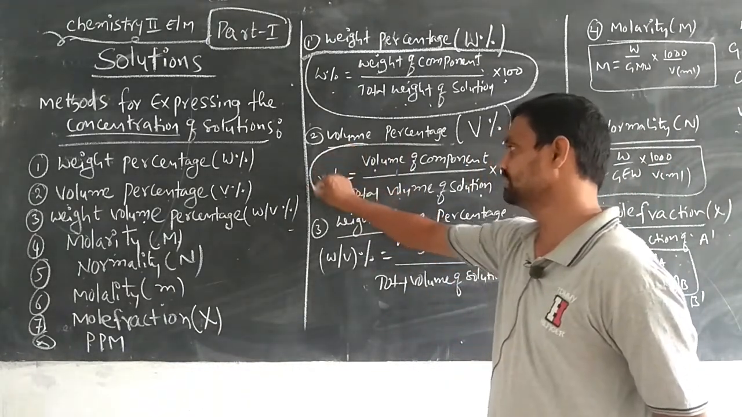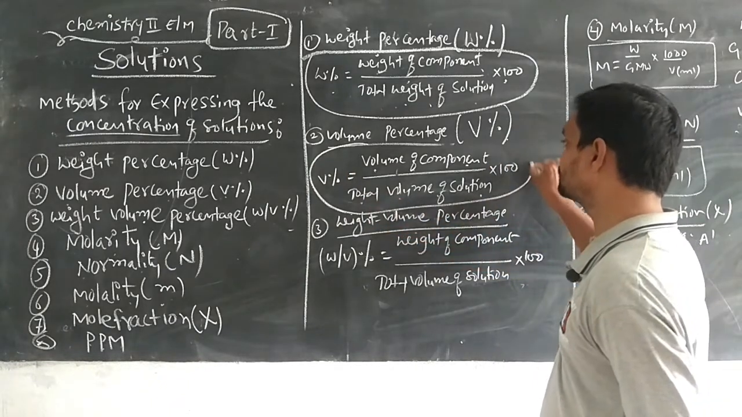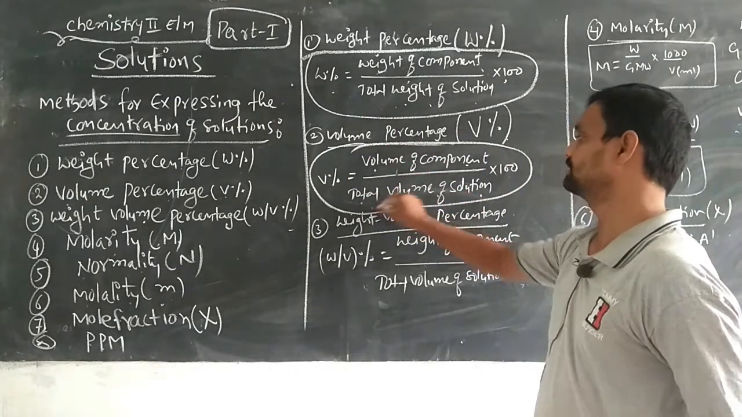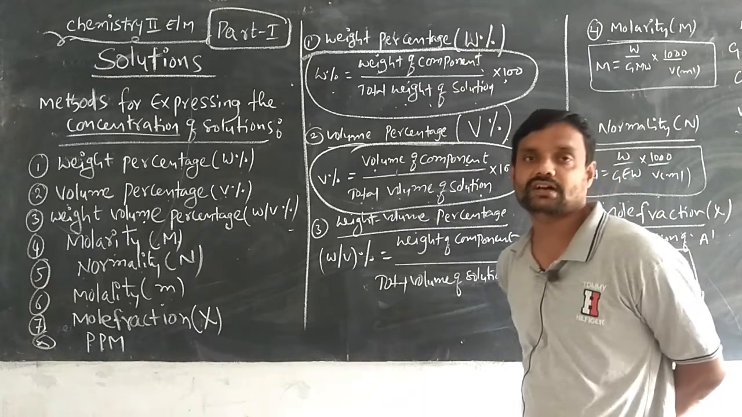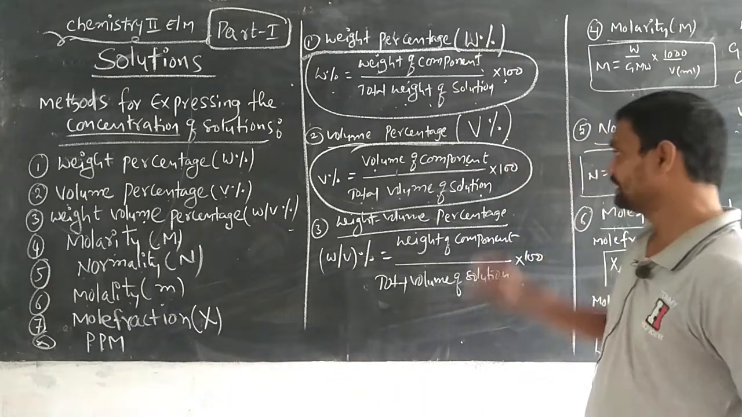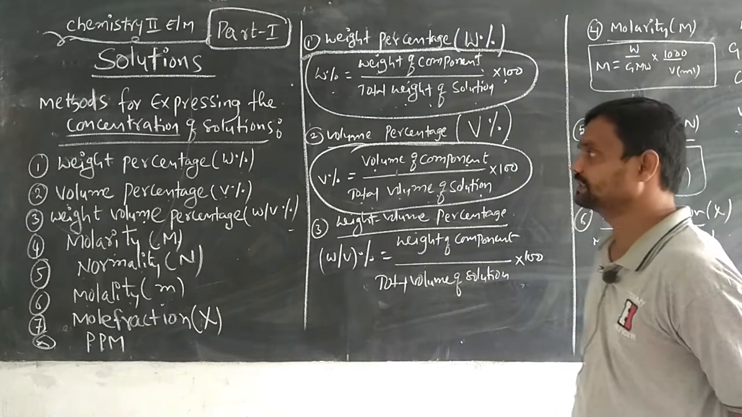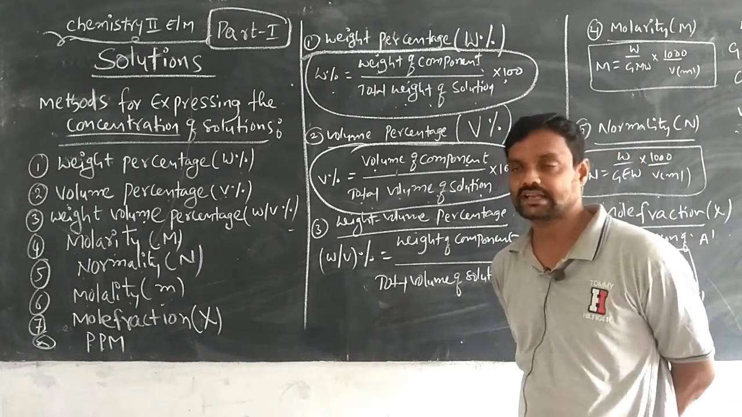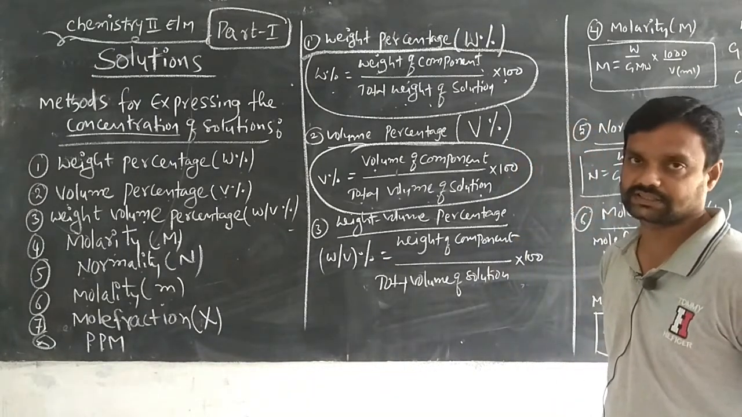Volume percentage means the volume of one component divided by the total volume of all components in the solution, multiplied by 100. Then we get the volume percentage. So this is about the volume percentage.